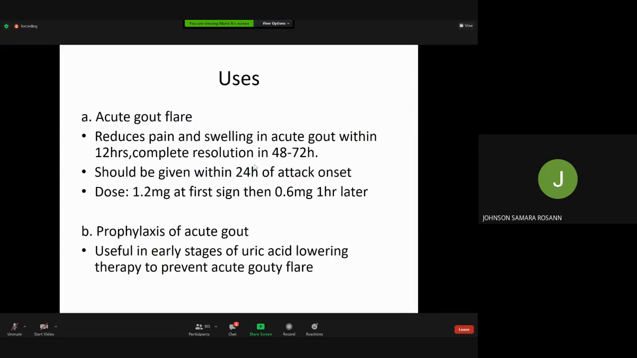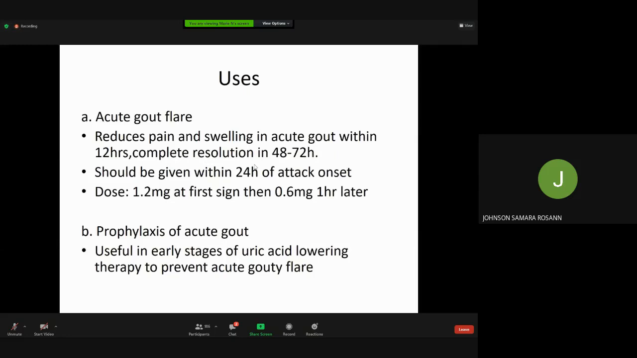The dose, usually it's given at 1.2 milligrams at the first sign of, if a patient will know when an acute gout attack is coming. So at the first sign of pain, of swelling, they take 1.2 milligrams. Then thereafter, it's given at a dose of 0.6 milligrams twice a day. In Kenya, these are actually doses for Europe. In Kenya, we actually have it available as 1 milligram and 0.5 milligrams.